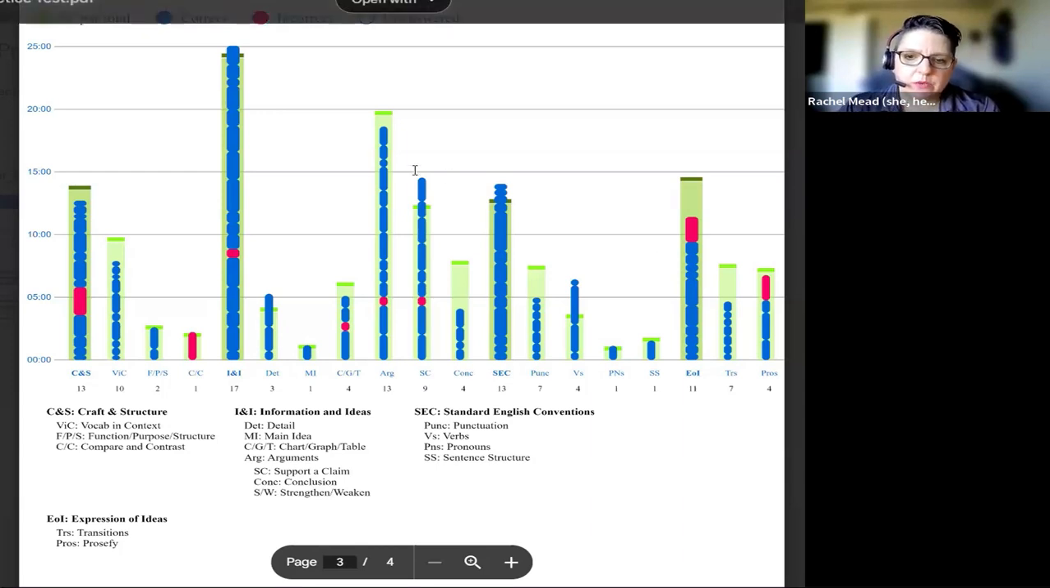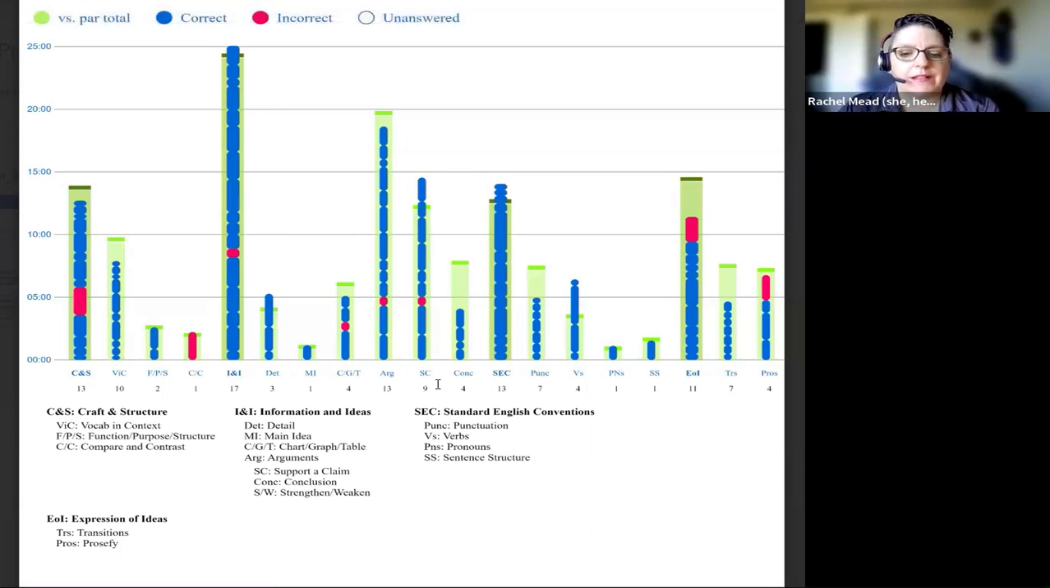I can also see when I'm looking at this that their support a claim questions were time consuming. So I want to make sure that I'm using more of those within what I'm working on as well, that it doesn't just have to be within graphics, but I want to make sure that I'm doing it within standard reading as well. Drawing a conclusion was absolutely exceptional. So much time left over from that, which allowed them to go over in the few places that they did need to.